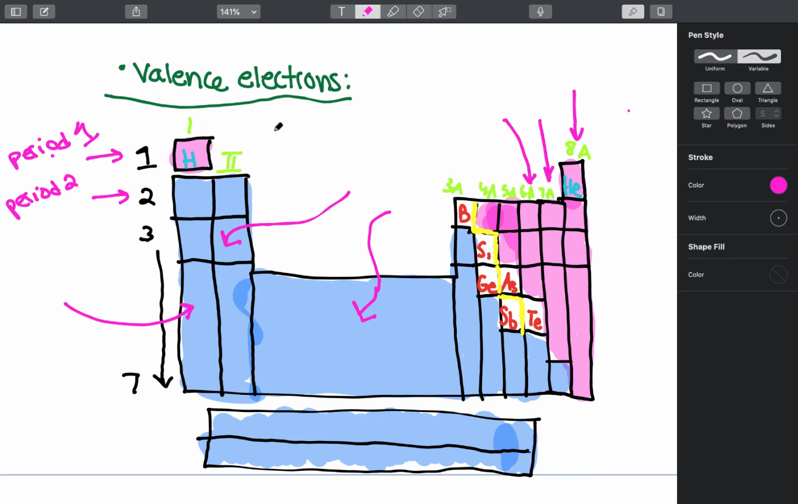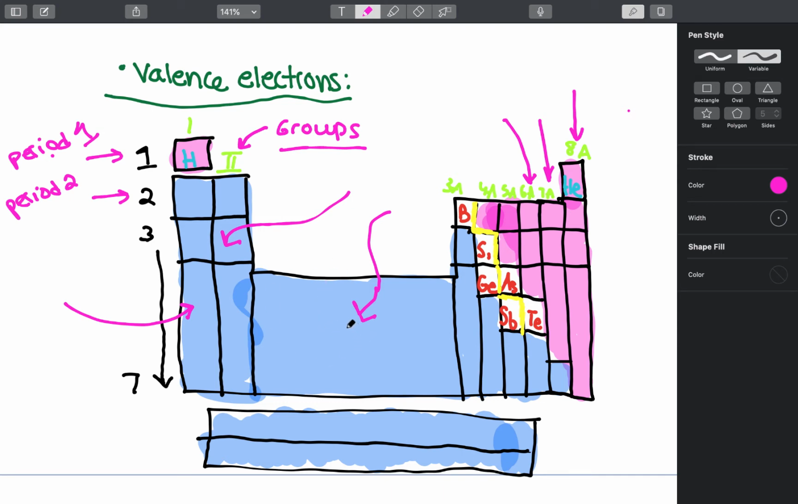Now these green numbers are the groups. These green numbers correspond to the groups. So the groups are the vertical columns, which you see here. So there are many different groups, and they are labeled 1, 2, 3A, 4A, 5A, 6A, 7A, 8A, and then these ones are labeled, I think, 3B, 4B, 5B, etc.